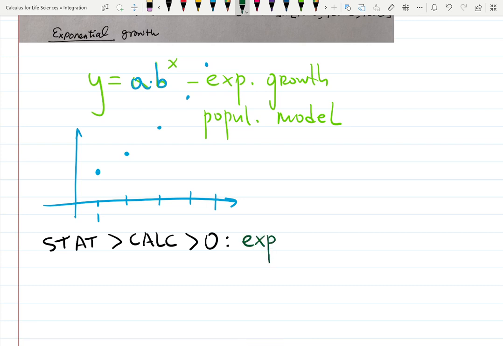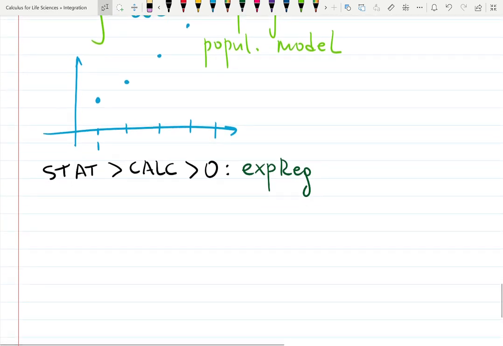Exponential regression. And it will give you a function. Bless you. It will give you a function y equals, and it will figure out what is the initial point when x is 0, 1, 2, 3, 4, 5. What happens at 0? What is the growth rate B, and so on.